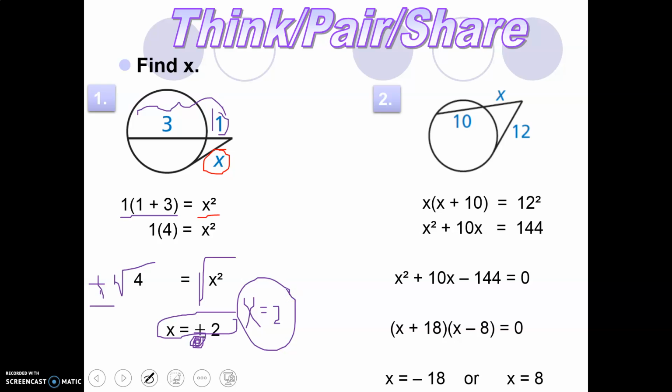All right, problem number 2, same thing. I just wanted to mention before we run out of time that you do have to do some factoring here. Negative 144, and it's going to be 18 times negative 8.